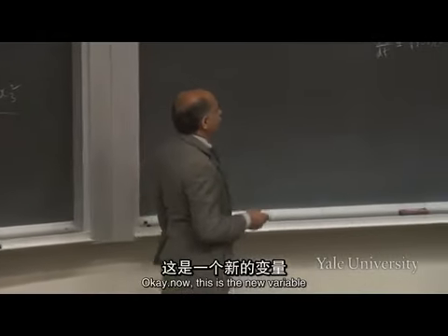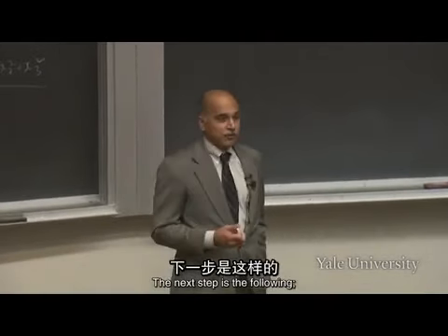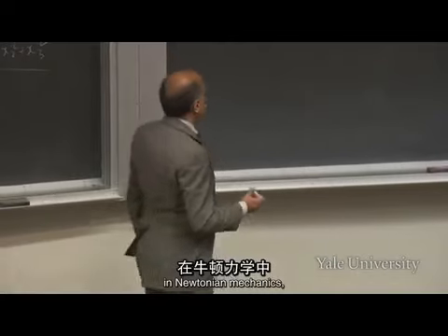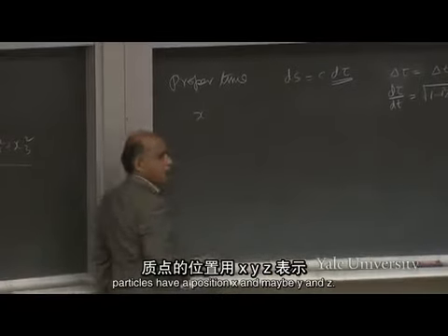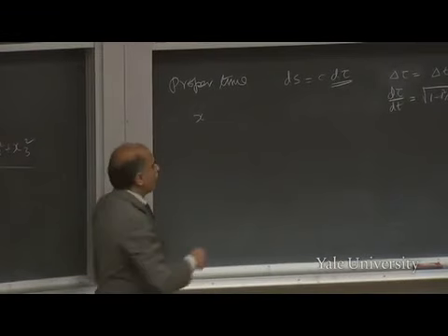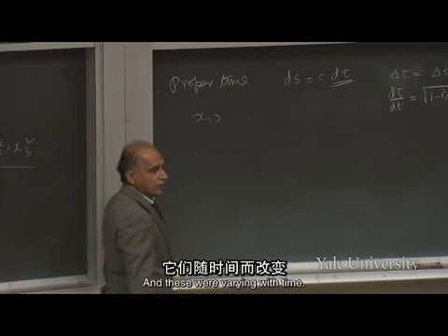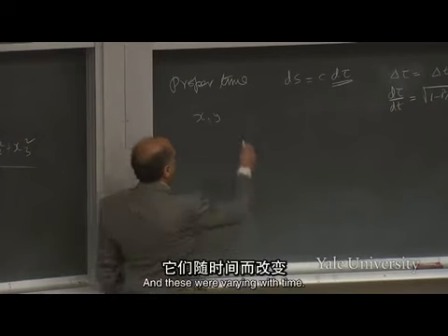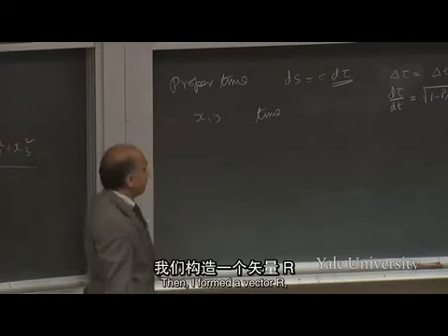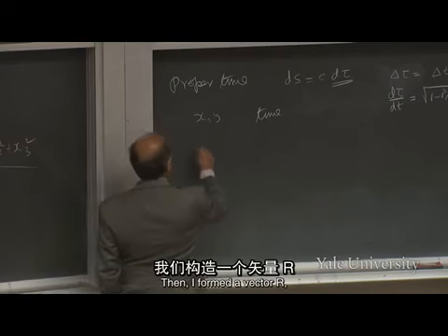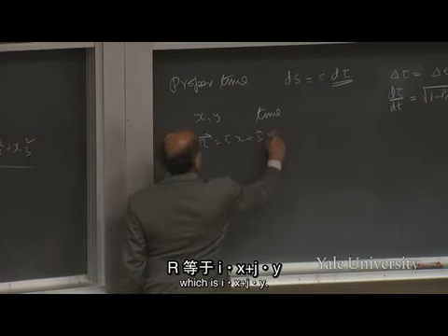Okay, now this is the new variable I'm going to use to develop the next step. The next step is the following. In Newtonian mechanics, particles had a position x and maybe y and z, but let me just say x and y. And these were varying with time. Then I formed a vector r, which is i times x plus j times y.